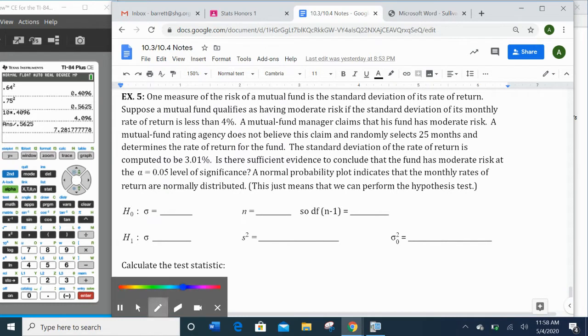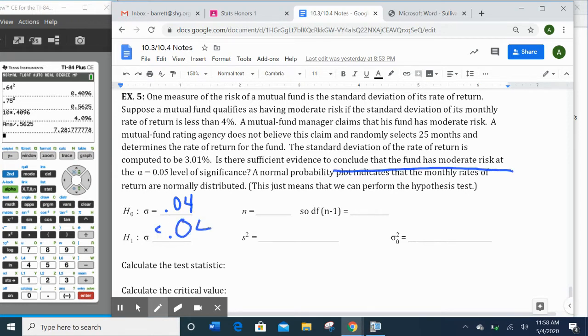So the null hypothesis is that the standard deviation is 0.04, or 4%. The alternative hypothesis, they want to know if it has moderate risk, which is that it's less than 0.04. The sample size that they conduct is 25 months, so the degrees of freedom would be 24.